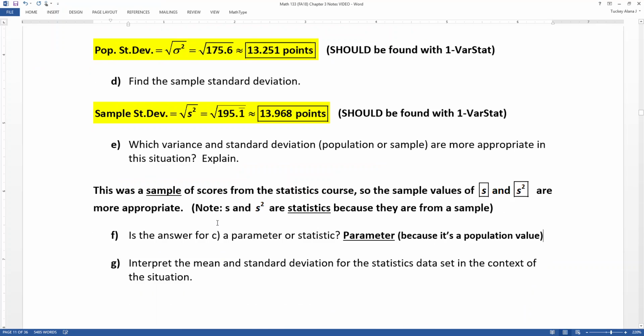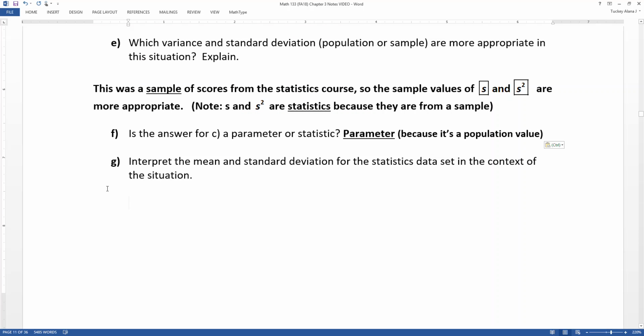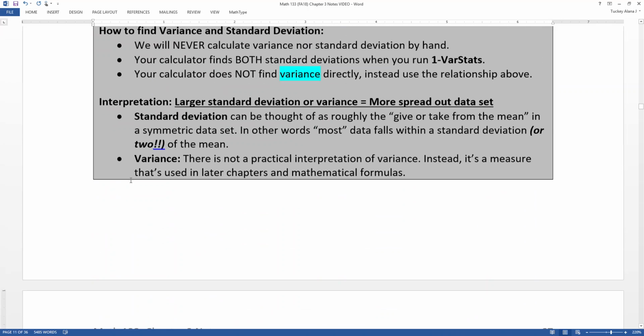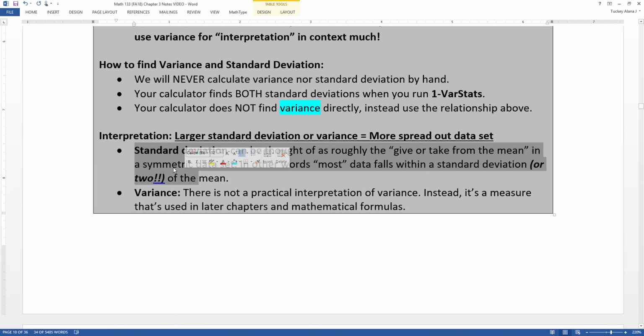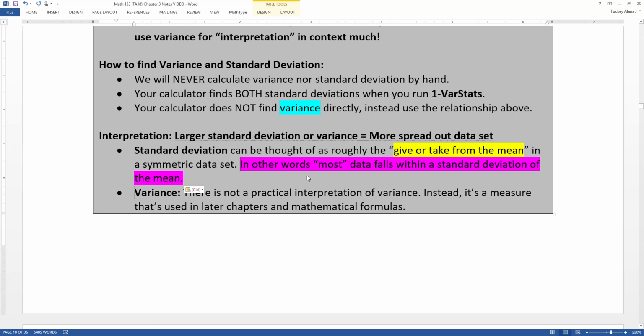Now, one of the most important pieces is the interpretation piece. This is key. How do we interpret the mean and the standard deviation in the context of the situation? All right, well, that's a very big deal, and I got at it right here in the bottom. So it's the give or take that we want. That give or take from the mean, that is key, right? So in other words, most of the data falls within a standard deviation or two of the mean.